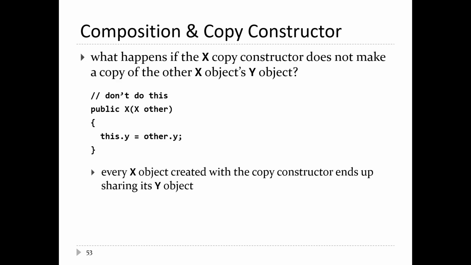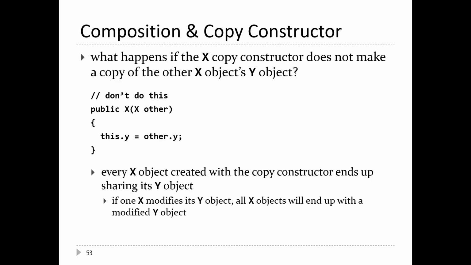Every x object created with a copy constructor will end up sharing its y object with some other x object. If one x object decides to modify the state of its y object, all the x objects that were copied using that one x object end up with a modified y object. And so again, that's a privacy leak. We have a field that we're supposed to have exclusive access to, and some other object has access to that field.